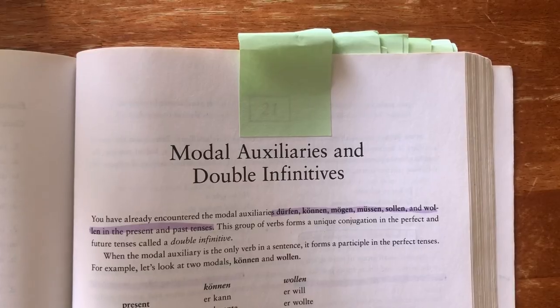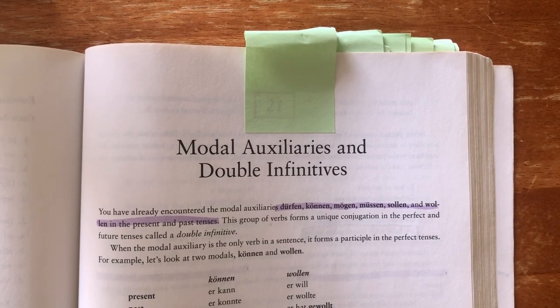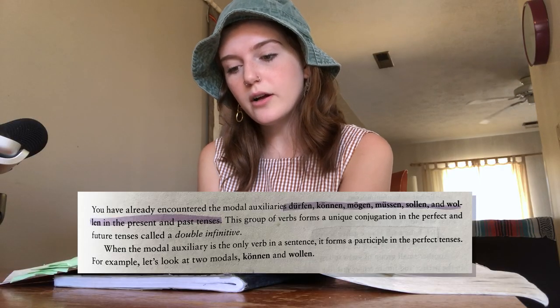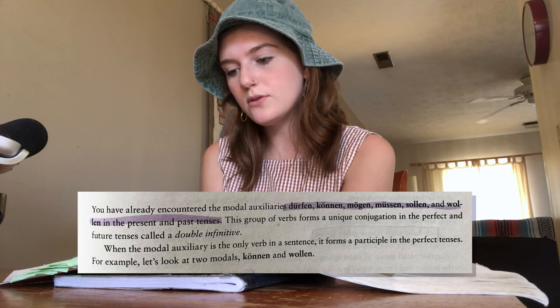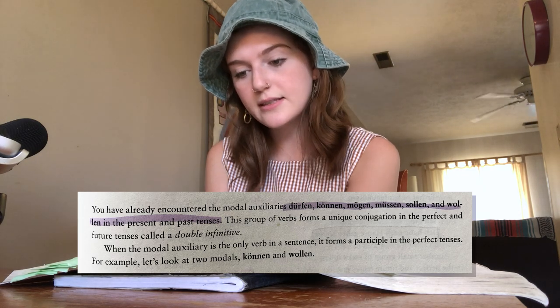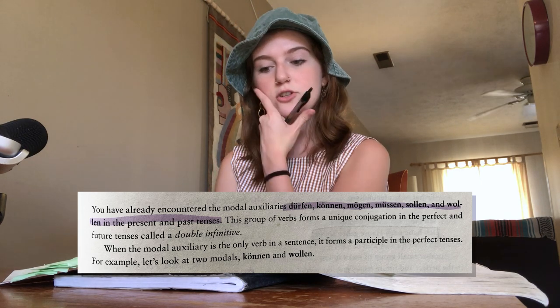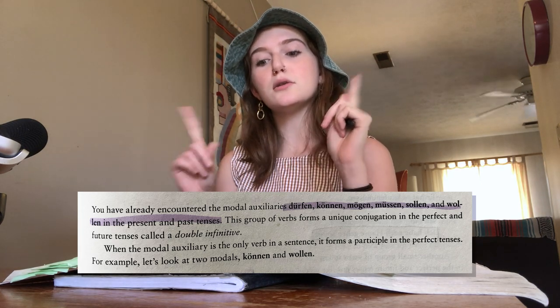Ooh, this is interesting. Modal auxiliaries and double infinitives. That sounds pretty juicy, my friends. You have already encountered the modal auxiliaries dürfen, können, mögen, müssen, sollen, und wollen in the present and past tenses. This group of verbs forms a unique conjugation in the perfect and future tenses called a double infinitive.